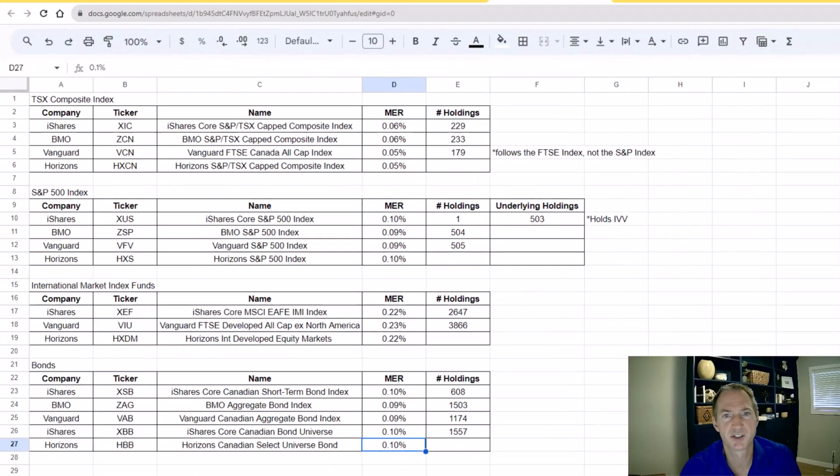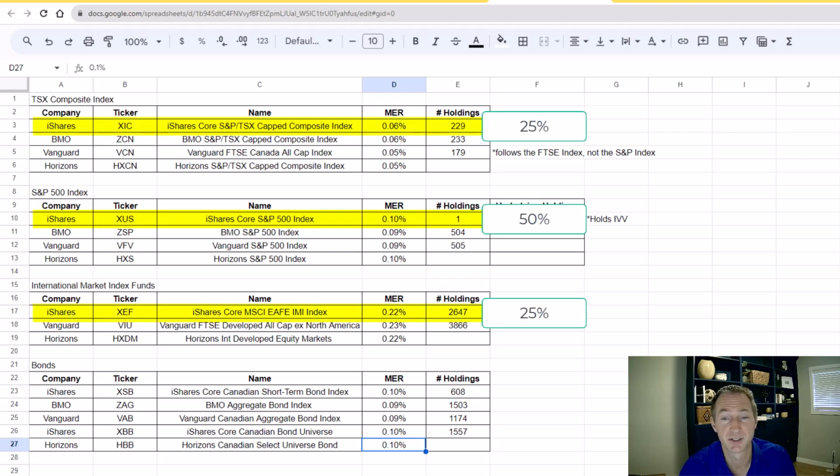So if I was to build a 100-0 all equity portfolio using index ETFs, and I broke it up the way I currently have it broken up, into 25% Canadian, 50% US, 25% international, what I might do is take my portfolio and 25% of it goes into XIC, 50% goes into XUS, and 25% goes into XEF.